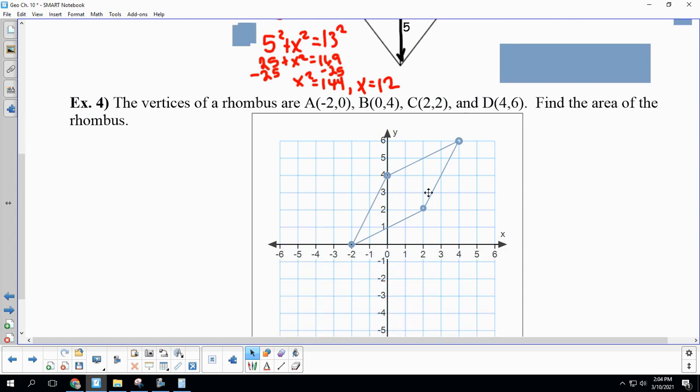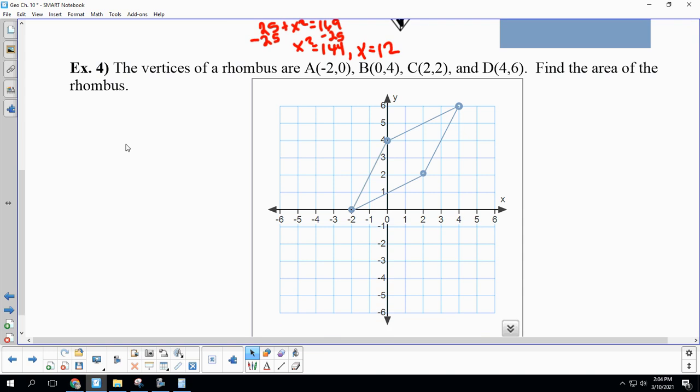Okay, let's take it to the graphing level. The vertices of our rhombus are A at -2, 0. Go ahead and plot the points on your graph while we're talking about them here. B is 0, 4. C is 2, 2. And D is 4, 6. We're going to find the area of the rhombus.